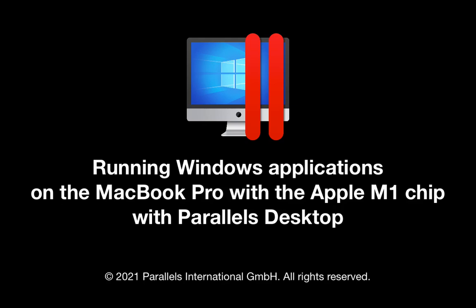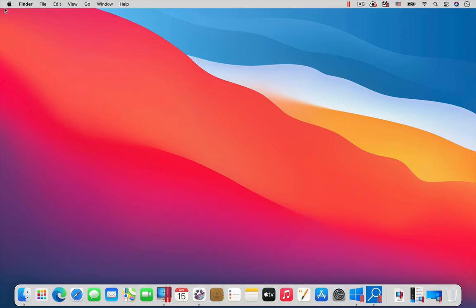This short video shows 5 different Windows applications running on a MacBook Pro with the Apple M1 chip, using Parallels Desktop. This video highlights where the applications were installed from. A separate video shows how to install new operating systems on the M1 MacBook Pro.